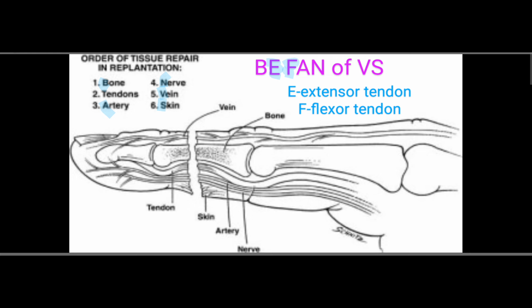Then next is the order of tissue repair in replantation. In the replantation, like somebody's finger or any limb is damaged, then how we will repair it. So the mnemonic for this is B fan of VS. VS Virender Sehwag. Okay. So first we will be doing the bone, then extensor tendon, and then flexor tendon, then artery, then nerve, then vein and skin. B fan of VS: bone, extensor, flexor, artery, nerve, vein, and skin.